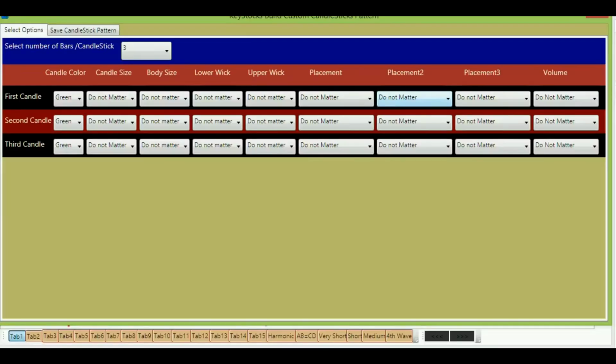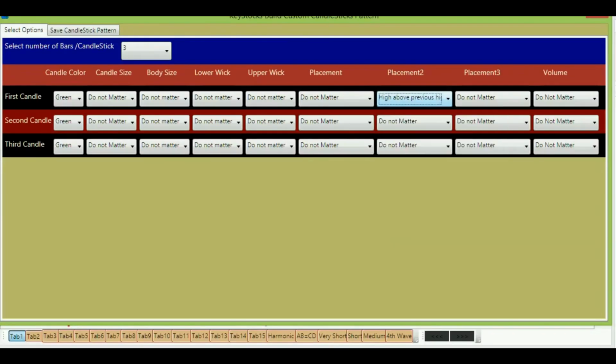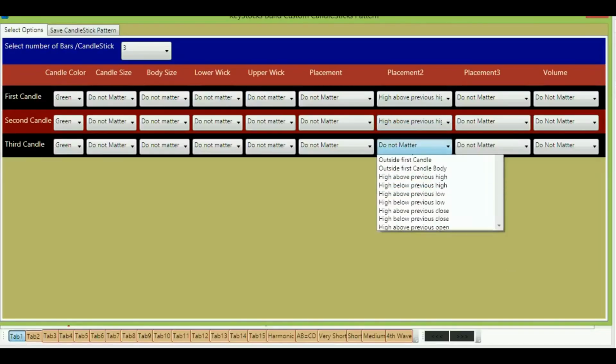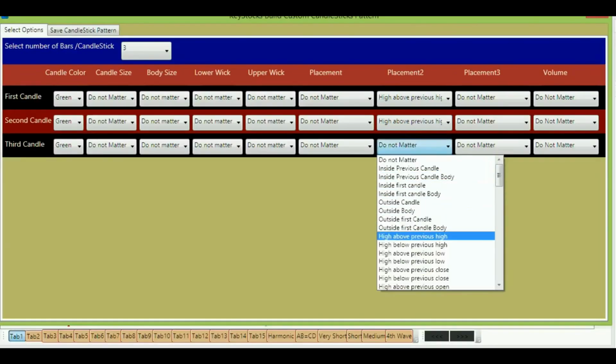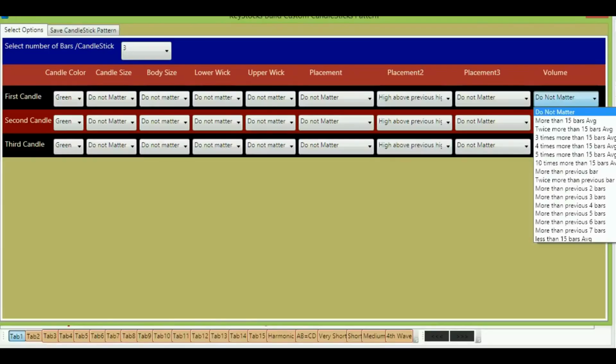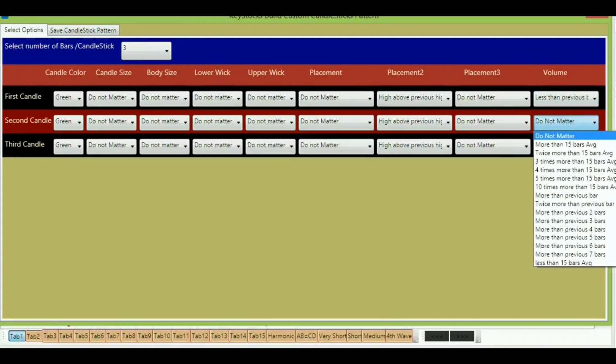Next task is to set the candle's high placement. In the current example, our requirement is that the candle high should be higher than the previous candle's high. Last step is to set volume options. Here we want the candle's volume to be lesser than the previous candle. This example is very simple and we have chosen similar options for all bars or candles.